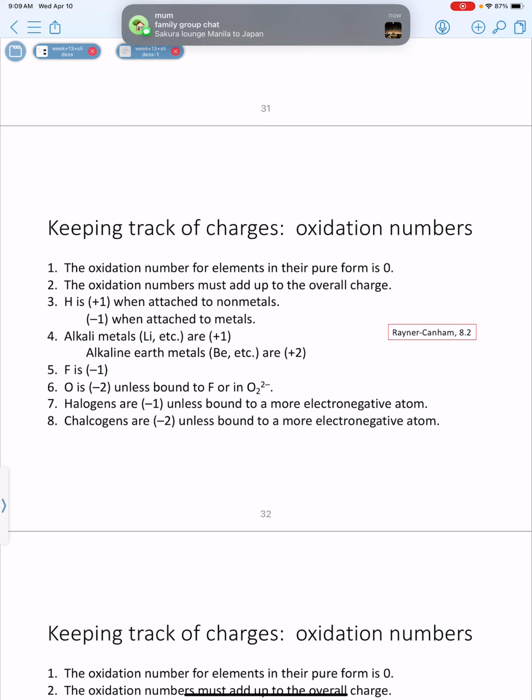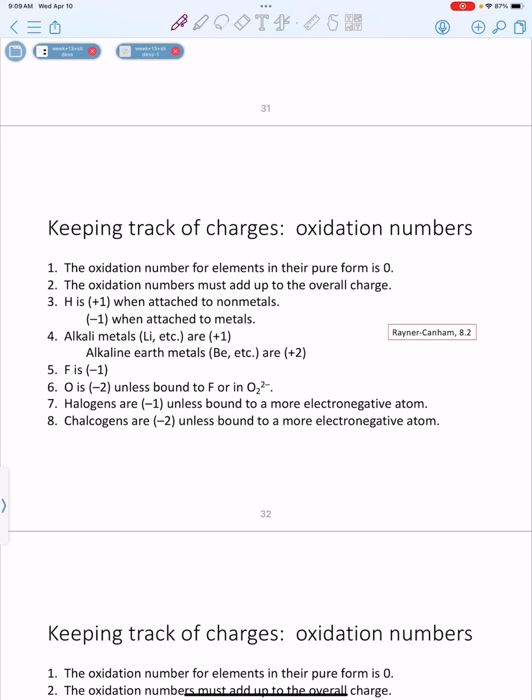Alkali metals are always +1. Beryllium group is always +2. Fluoride is -1, our most electronegative element. It always carries a -1 charge unless it's F2. Right? Oxygen is always -2 unless we bind it to F, which wins the electronegativity battle, right?